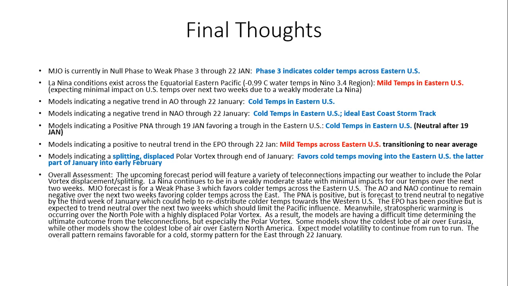Models are indicating a positive to neutral trend in the EPO through 22 January. With a positive trend to the EPO, you get mild temperatures not only across the eastern U.S., but pretty much the whole U.S. If it goes to more of a neutral trend for the EPO, that would result in more of a west-east zonal jet stream. That would equate to more near-average temperatures. Additionally, the models are indicating a splitting, displaced polar vortex through the end of January. Now, this favors colder temperatures in the eastern U.S., repetitive shots of Arctic air, waves of Arctic air moving in the latter part of January and early February.